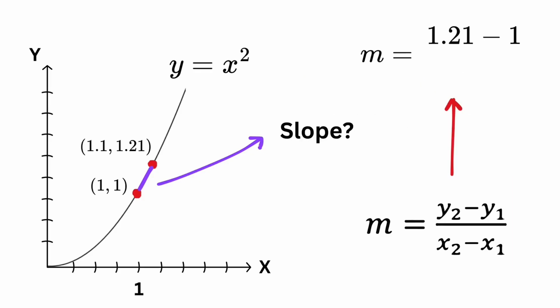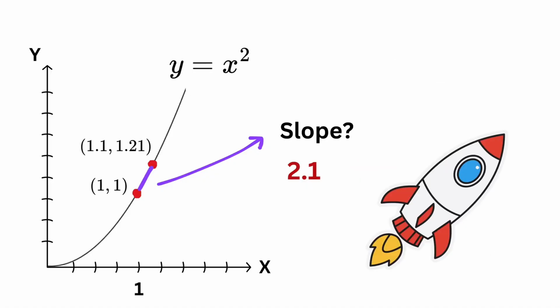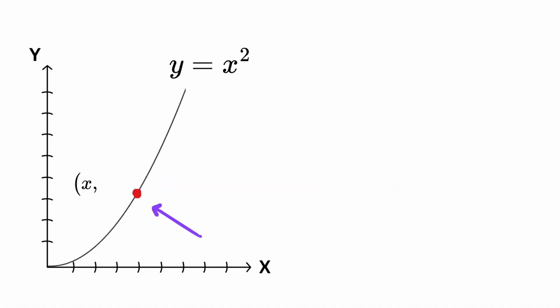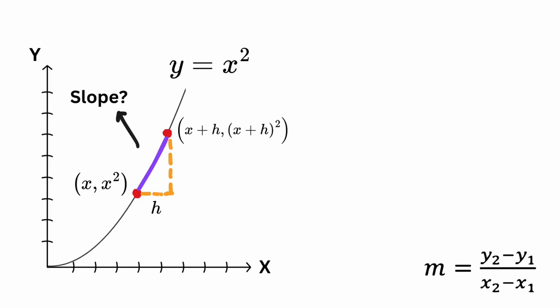So what will be the value of this slope? It will be this minus this over 1.1 minus 1, right? This gives the value of slope at this point as 2.1. This is simply amazing. Now let us level up our gear a bit more. Assume we have a point as x and the y value as x square, and another point at some distance h from x, say x plus h, such that its y value will be x plus h whole square.